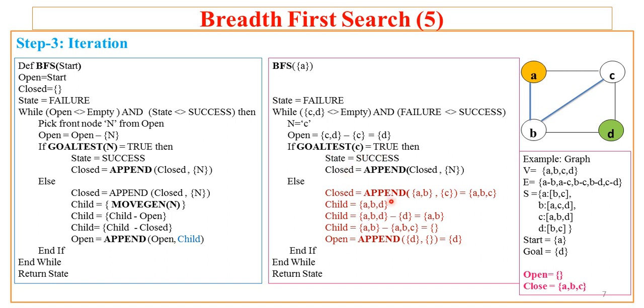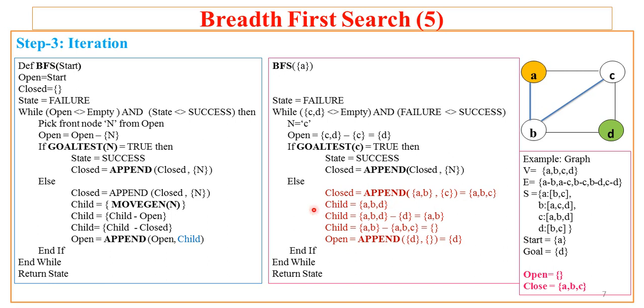Now in the else part, what do we have? As usual, whatever we have picked as the current node will be appended to the closed list. So in closed there was already A and B, and to this A and B we will append C. So this append function will append the current node to A and B, and this way closed will have A, B and C. That means closed maintains the list of nodes we have visited up till now.